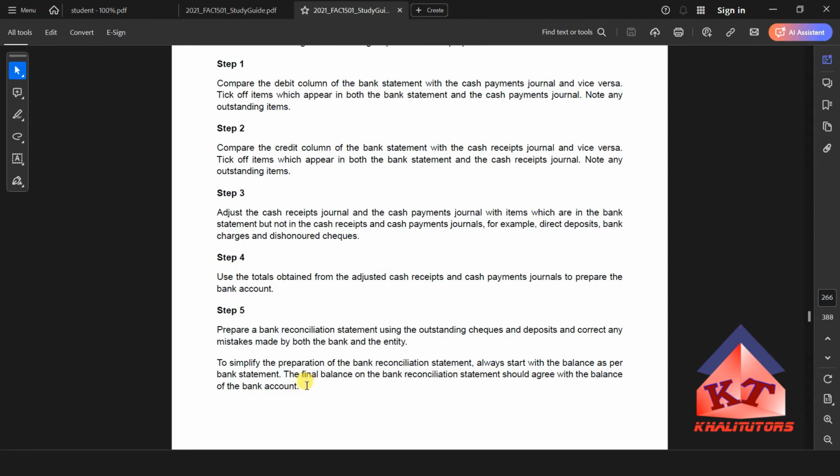So that is exactly what we are going to do next. I'll take you through an example and we'll use these five steps.